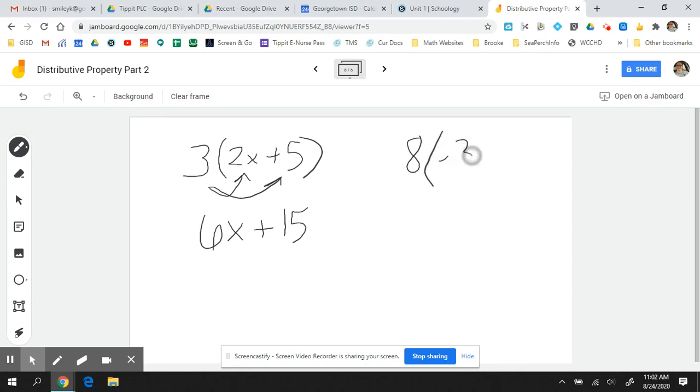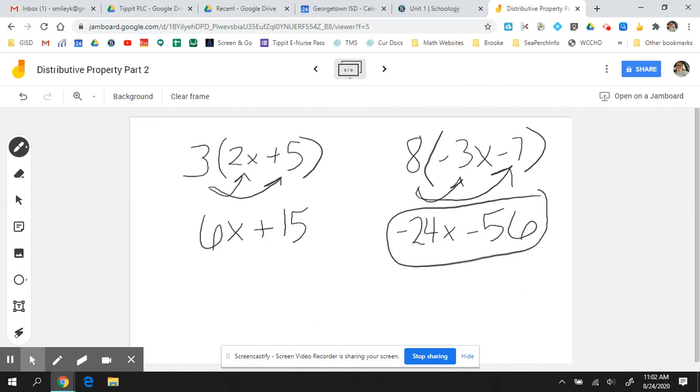8 times (-3x minus 7). Okay, you're still going to do distributive property by multiplying, but now you're multiplying a number in front of your x, your variable. So 8 times -3x is -24x. And 8 times -7 is -56. So you would multiply just like what we've been doing, but now we happen to have a number, a constant, in front of our variable. Okay, you just need to multiply it with it.